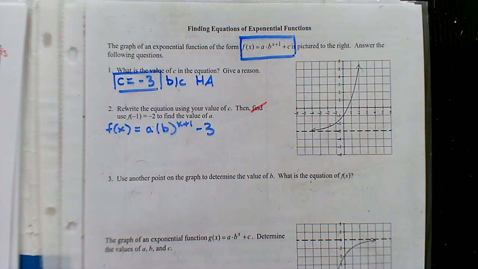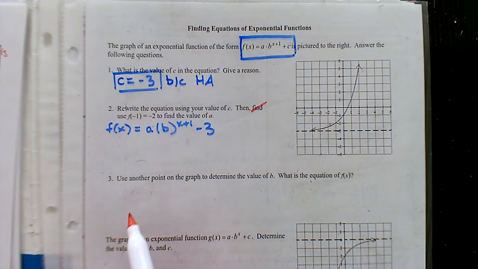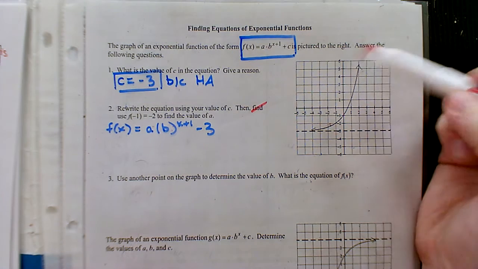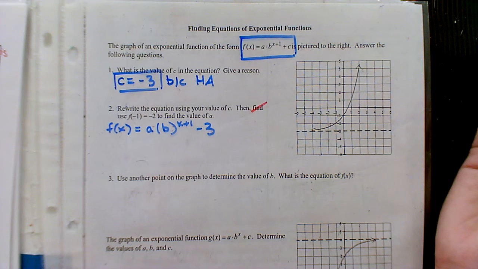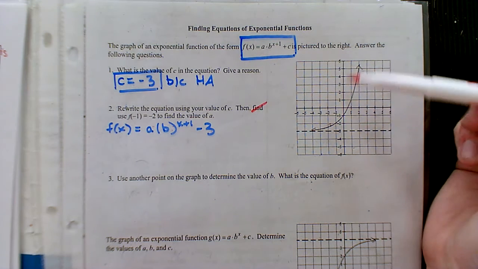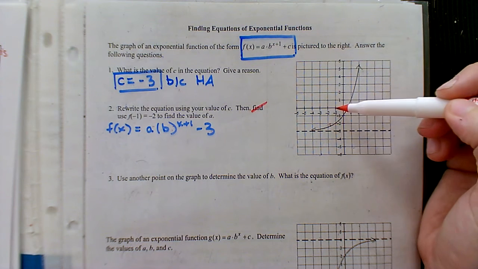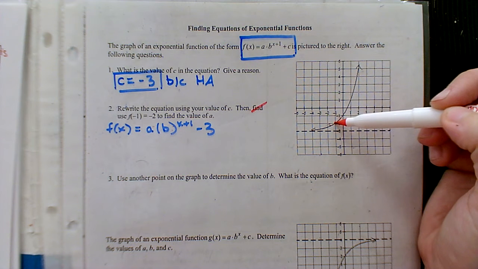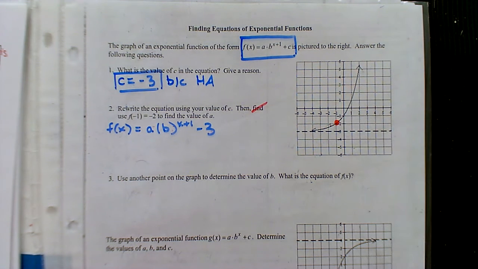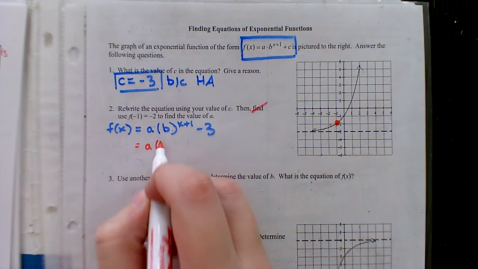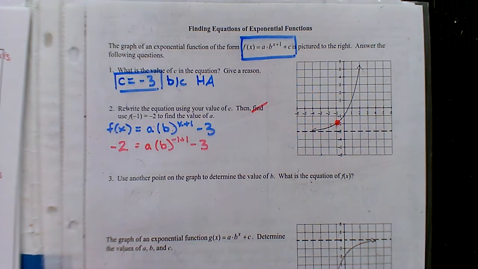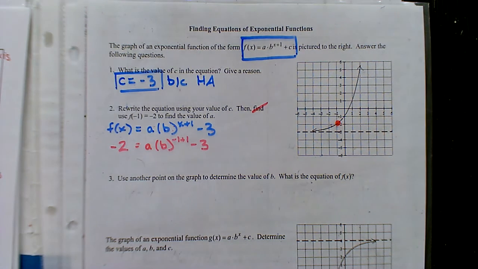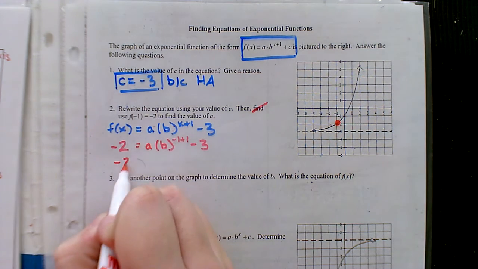Good, Kyle? F of -1 tells us that -1 is the x value, and for that x value, -2 is the y value. Yep. So graphically, if you look at your picture here, if you go to -1 on the x and -2 on the y, this is the particular point that we're using. So if we plug in -1 for the x variable and -2 for the y variable, somehow we should be able to figure out what a is.